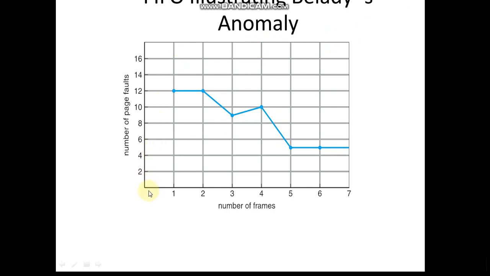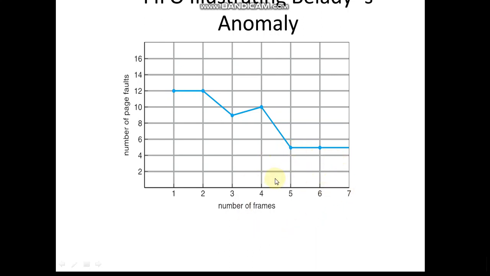See, when we took 1 frame, the number of page faults was 12. When the number of frames is incremented to 2 in the main memory, page faults remained at 12. When it is made 3, the page faults reduced to 8. After 3, you can observe when we took 4, it increased. When we made it 5, it again decreased to 6 something. When it is increased again to 6 and 7, it does not change.